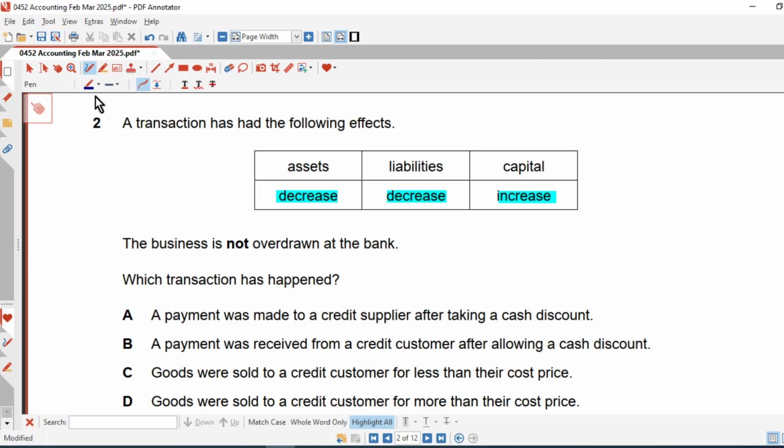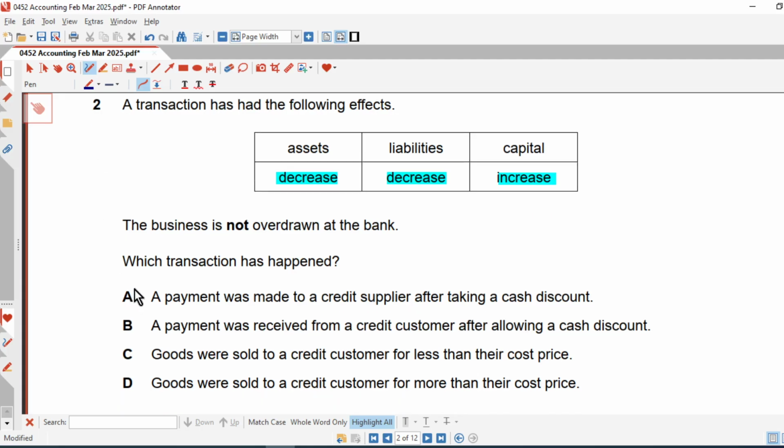So what I'm going to do here is quite simple. I'm going to analyze through every single option I have and look at their effects. So for option A, a payment was made to a credit supplier after taking a cash discount. So I made a payment. That means my bank balance would have reduced, so asset reduced. Paying my supplier, so at the same time reducing my liabilities after taking a cash discount.